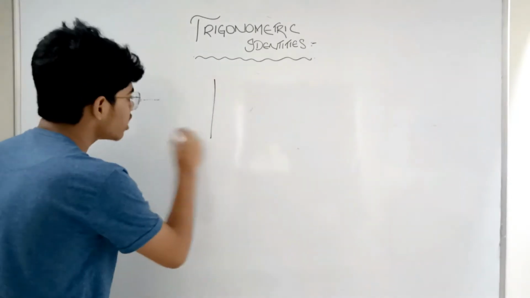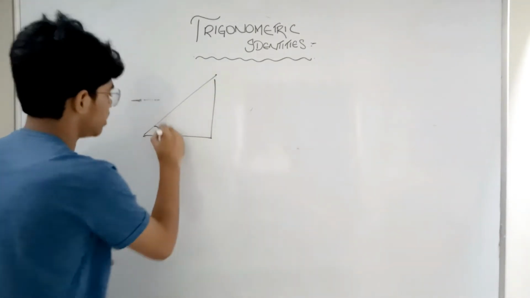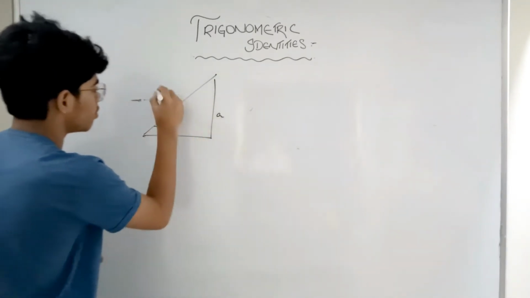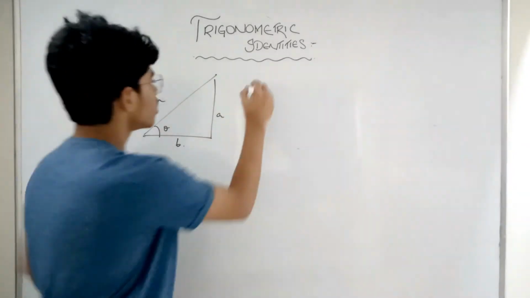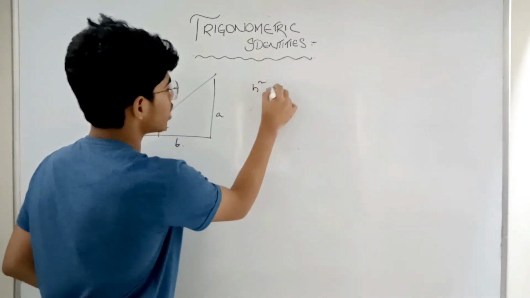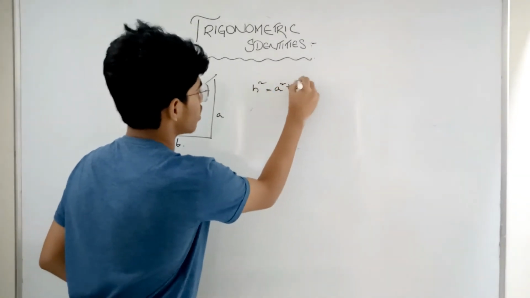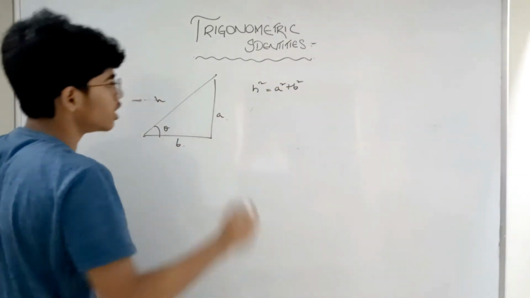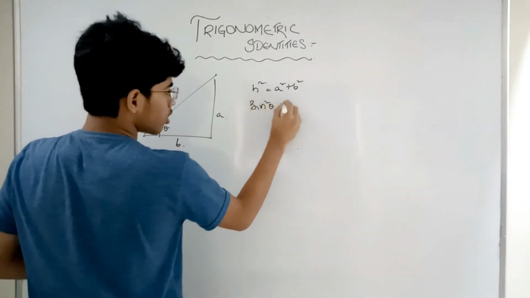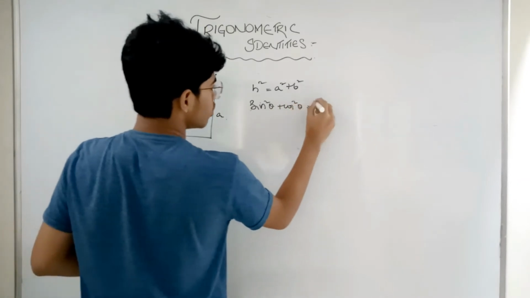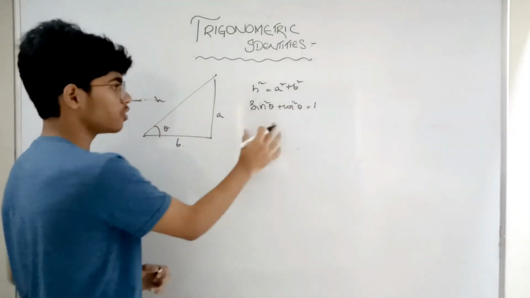There is a triangle which has an angle theta, sides a and b, and hypotenuse h. According to Pythagoras, h square, the hypotenuse square, equals a square plus b square. We have to prove that sine square theta plus cos square theta equals 1.